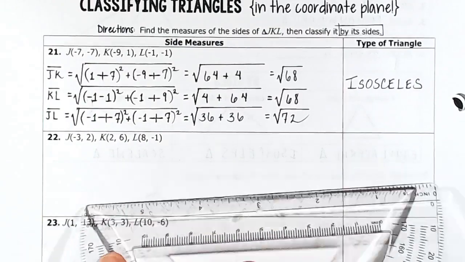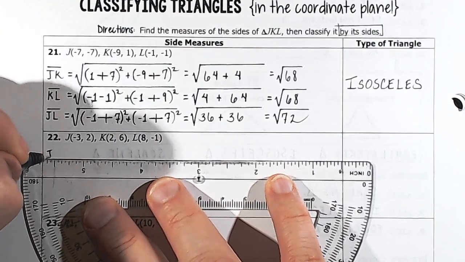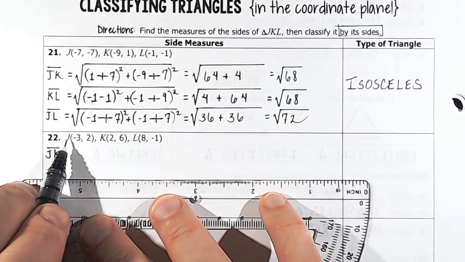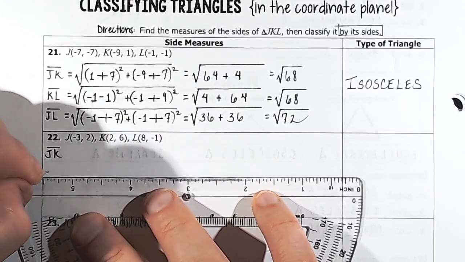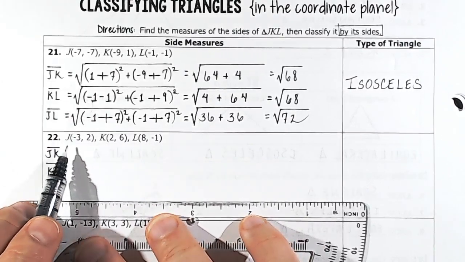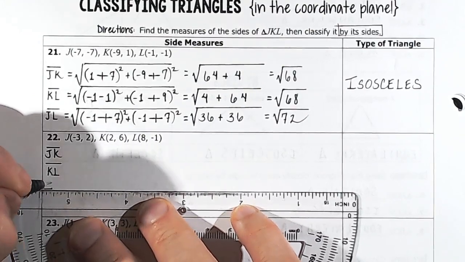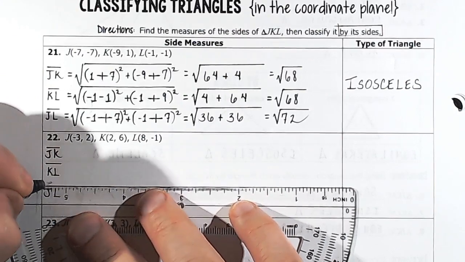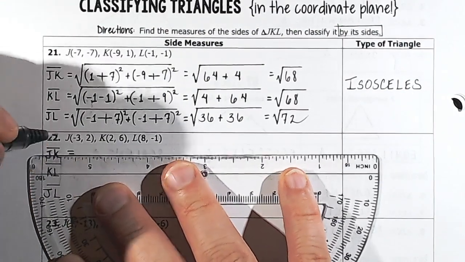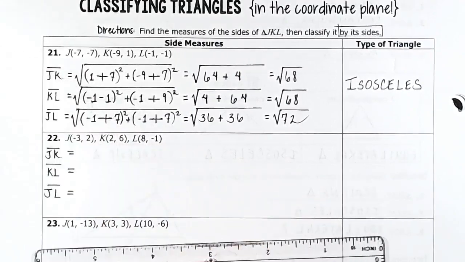Okay, so we know we're going to have to find segment distance JK. We know we're going to have to find segment distance KL. And we know we're going to have to find segment distance JL. So we have to find these three segment distances, and they're all going to follow the same pattern.